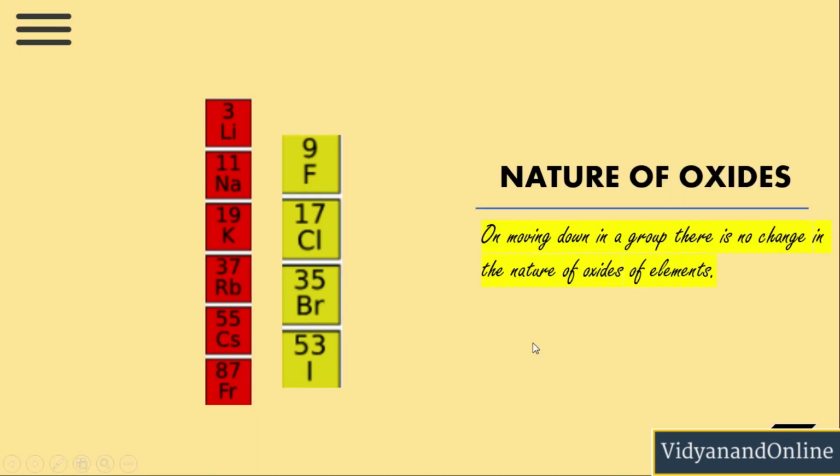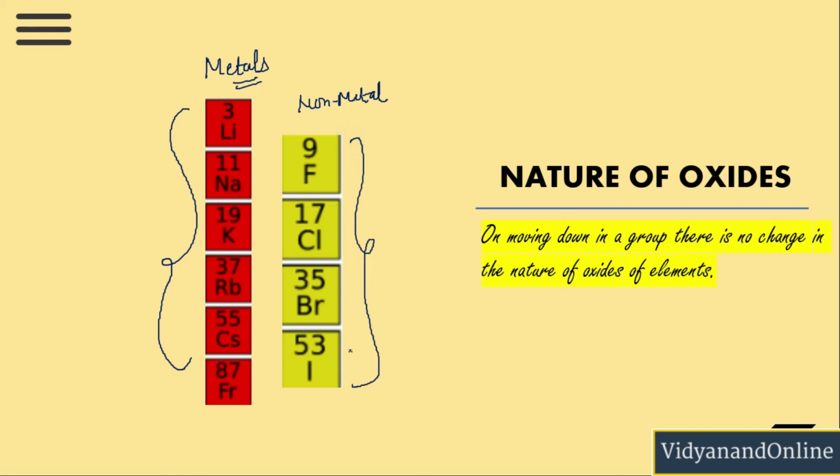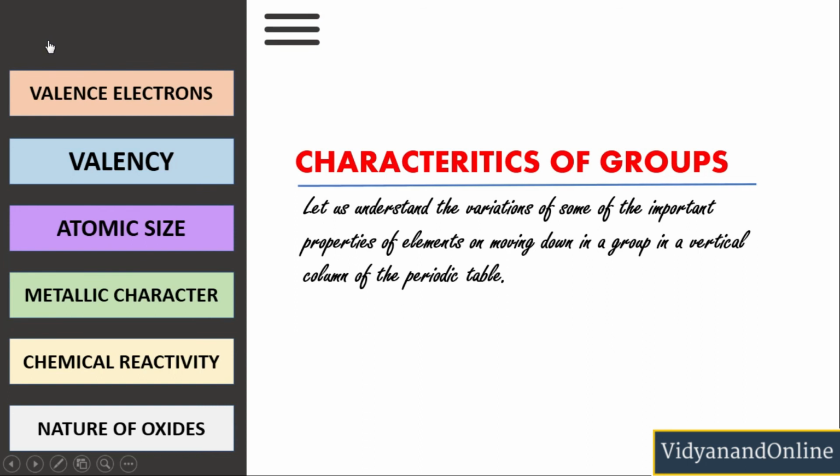Now let us talk about the last property, which is the nature of oxides. We know that all metals form basic oxides, whereas all non-metals form acidic oxides. So as you move down the group of metals, you will get only basic oxides, and as you move down in a group of non-metals, you will get acidic oxides only. So on moving down in a group, there is no change in the nature of oxides of elements. So it was all about the characteristics of periods and groups.